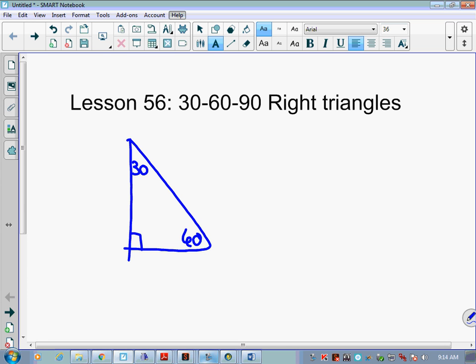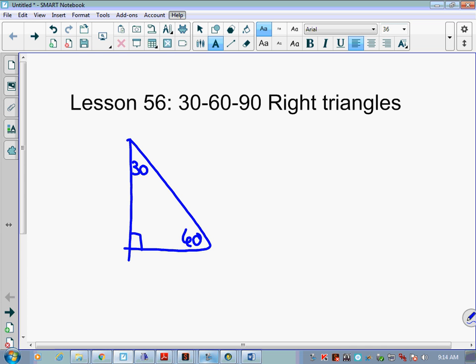In the 45, 45, 90, it was pretty easy because it was 1 to 1 to 1 radical 2, or easier yet, x, x, x radical 2. And it was easy because 45 and 45 are the same. It's going to make an isosceles triangle, which means 2 out of the 3 sides are the same thing. And then my hypotenuse is my leg times radical 2. 30, 60, 90 is going to be a little bit different than this.